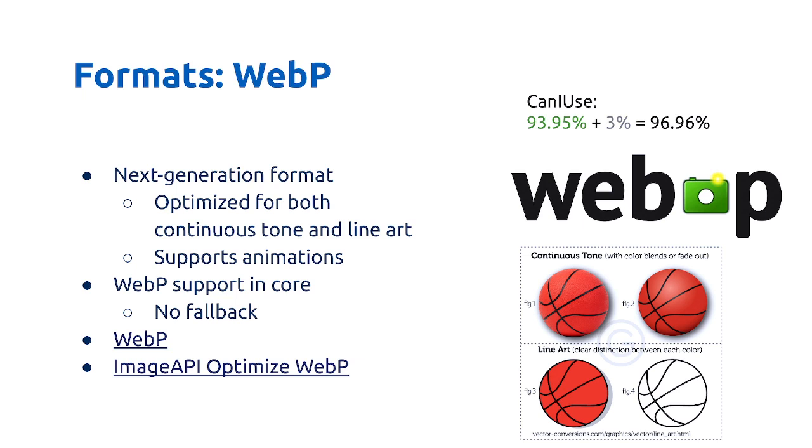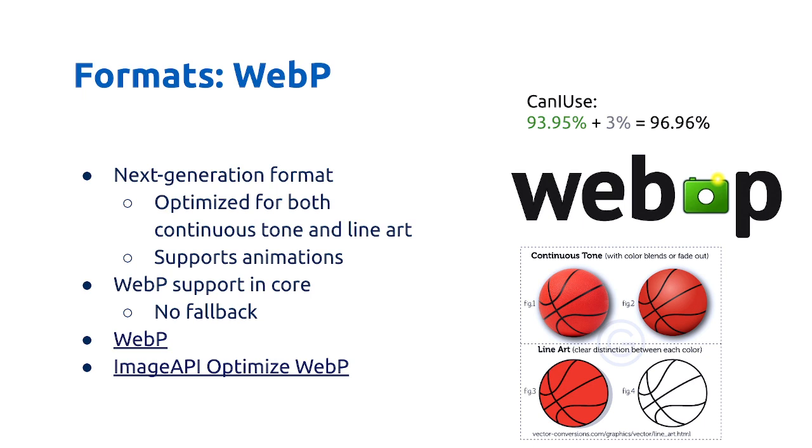WebP is a more modern format. It's what Google calls a next-gen format in its Lighthouse scores. It does support both continuous tone and line art. If you're not familiar with that, the basketballs on the right will help you to understand: continuous tone is more like what we think of as a photograph, whereas line art could be things like logos or charts. WebP also supports animations, and it has support in core, but doesn't provide a fallback if you're using the core WebP format.